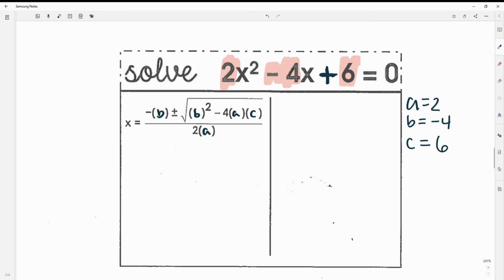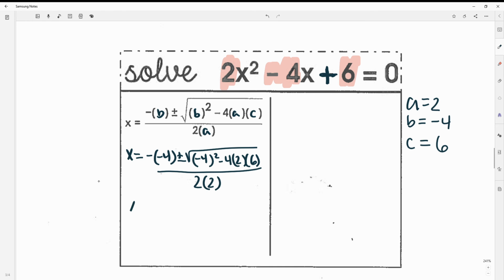I'm purposely changing it because I want us to see something. If we leave it as -6, we're going to get answers, which is fine, but I want you to see a different kind of situation. All right, so let's go ahead and plug it in. We have -4 plus or minus the square root of -4 minus 4 times a is 2 times c is 6 divided by 2 times a.